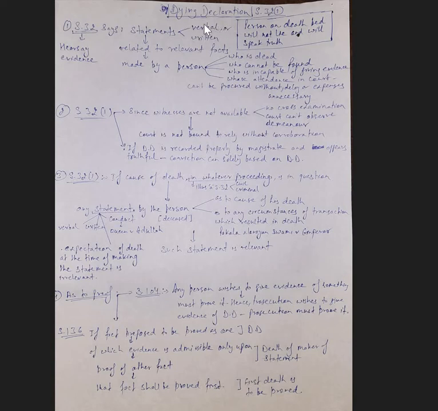We will be dealing with the topic of dying declaration. Section 32 Clause 1, Indian Evidence Act. Section 32 says statements, verbal or written, which are related to relevant facts, made by a person who is dead, cannot be found, is incapable of giving evidence, or whose attendance in court cannot be procured without unnecessary or unreasonable delay and expenses.